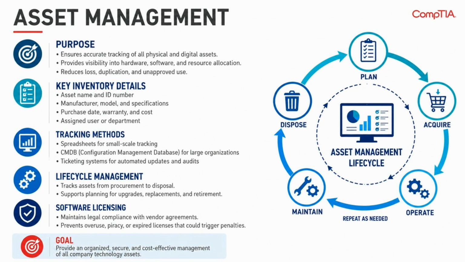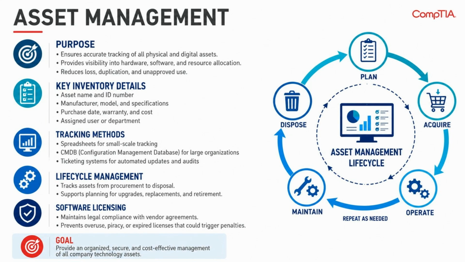Asset management ensures accurate tracking of all physical and digital assets, providing visibility into hardware, software, and resource allocation, and reducing loss, duplication, and unapproved use. Key inventory details: asset name and ID, manufacturer and specs, purchase date, warranty and cost, and the assigned user or department. Tracking methods range from spreadsheets for small-scale tracking to a CMDB for larger organizations.